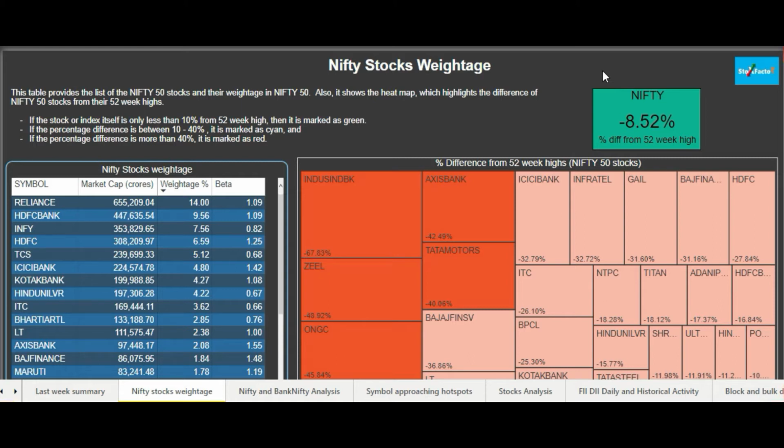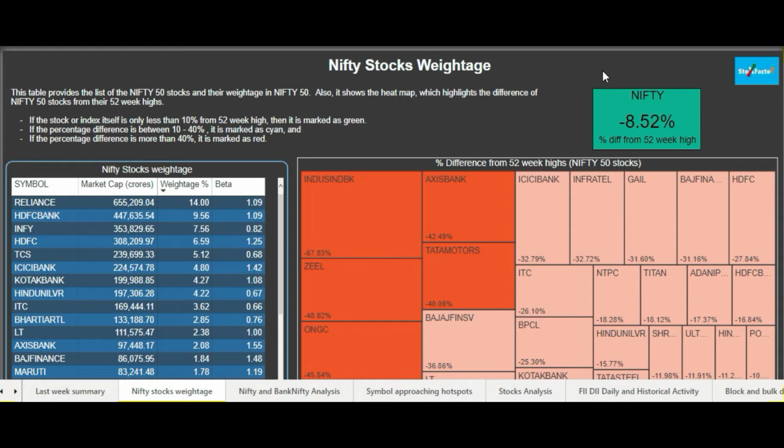So let's get started. As you can see on your screens, there are two tables, one on the left side and one on the right side. The left side table is the Nifty stocks weightage table. This is static data and it is changed once per month. We have listed all the 50 stocks of the Nifty, and you can see the weightage, market cap and the beta. So this table provides the list of Nifty 50 stocks and their weightage in Nifty 50.